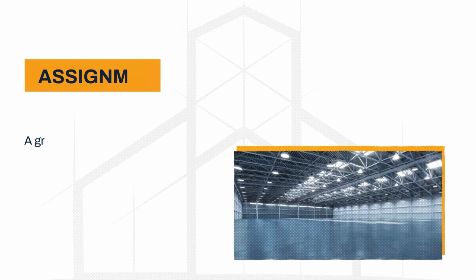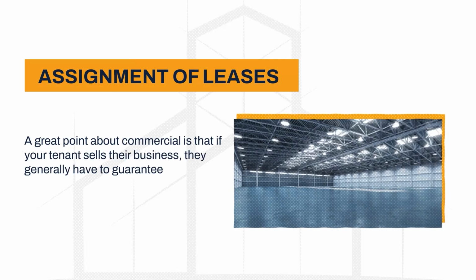As we know, businesses can often be expanded or sold on. A great point about commercial is that if your tenant sells their business, they generally have to guarantee the new owner will pay the rent. If the new business struggles and the rent is not paid, the previous tenant's personal guarantee remains in effect. The landlord can seek to enforce the guarantee which was given. This stops a tenant from purposely selling at a low cost to avoid any responsibility.